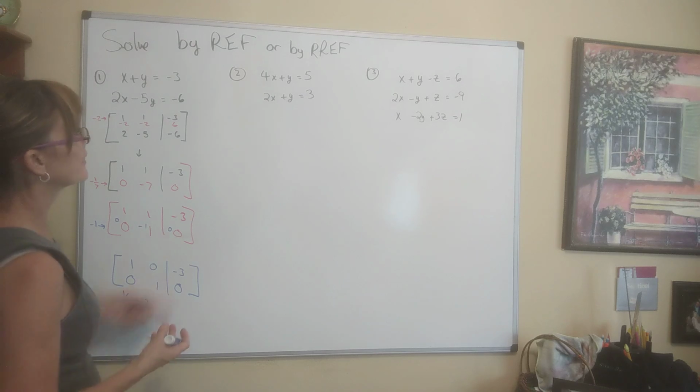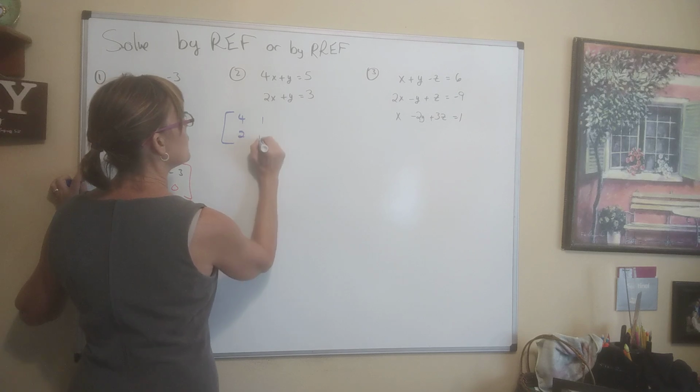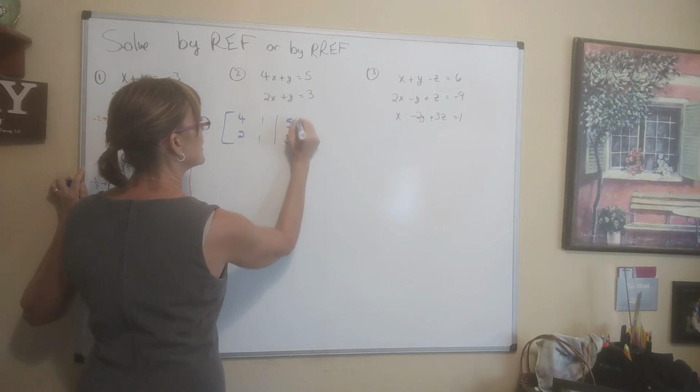I got that in RREF. Augmented matrix: 4, 2, 1, 1, augmented with 5, 3.